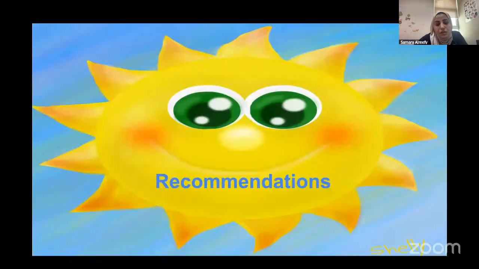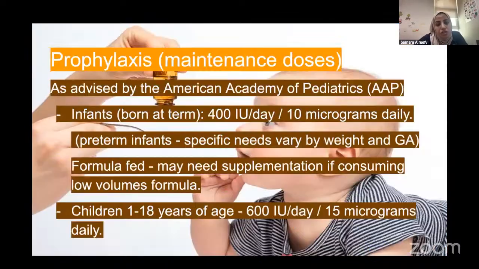What are the recommendations? According to the American Academy of Pediatrics, for prevention of vitamin D deficiency, it is recommended that all infants shortly after birth receive 400 international units daily of vitamin D, or 10 micrograms daily. Preterm infants, however, have specific needs.